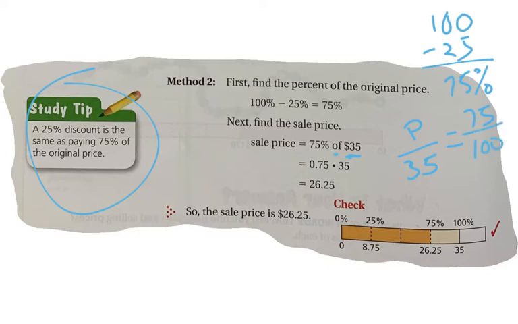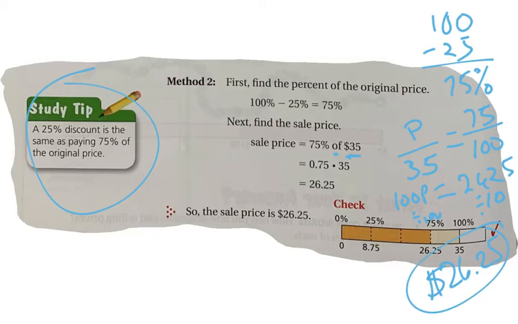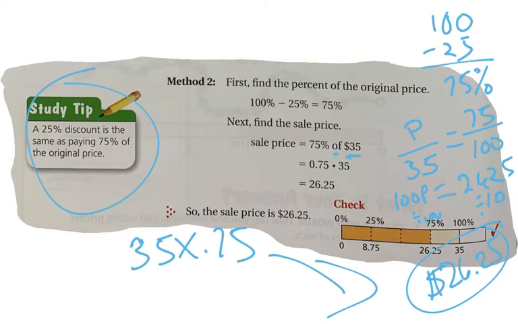Again, I can cross multiply here, and I would get 100p equals 35 times 75. You pop that in your calculator and you get 26.25. Divide by 100 on both sides, and it's going to be $26.25. Okay? You could also just take your calculator and do $35 times 0.75, because that's 75% as a decimal, and you'll get the same thing, $26.25. And if you remember, that's what it was from the first page.